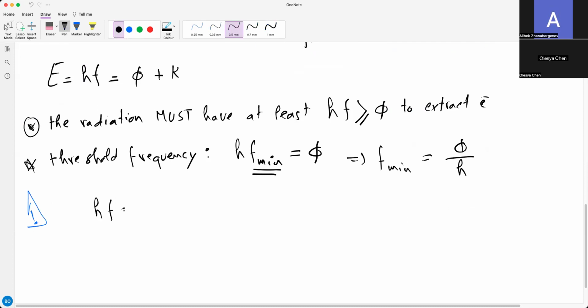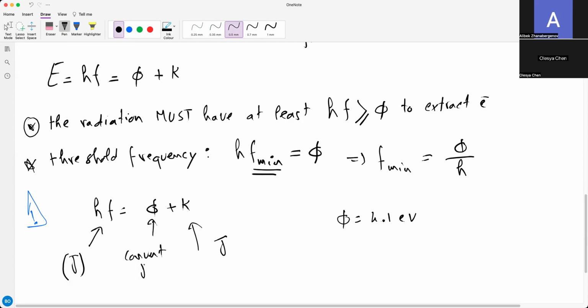hf is equal to phi plus K, most of the time. Now, if you calculate hf, if you use Planck's constant and the frequency, this will be in joule. Obviously, the kinetic energy is in joule. Now, many times, we give you the work function in electron volt, for example, the work function 4.1 electron volt. Now, you have to convert to joule. Either convert everything to joule or convert everything to electron volt.